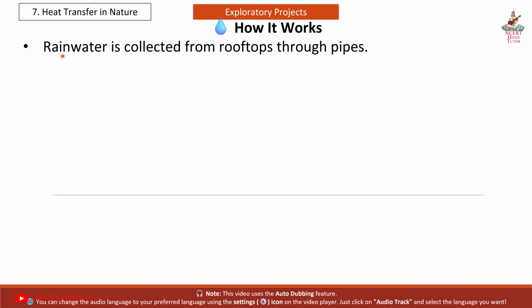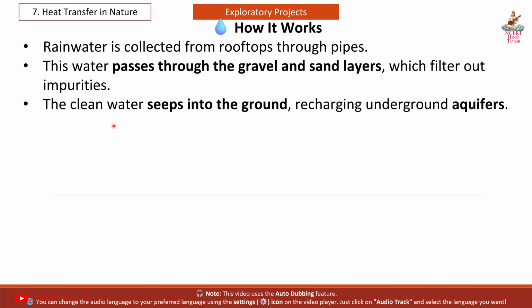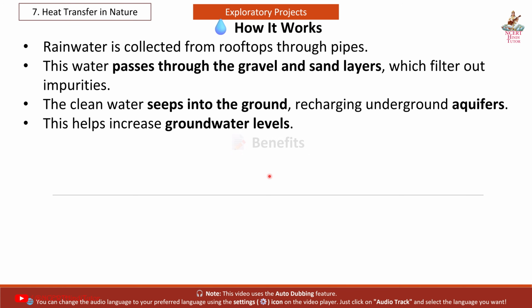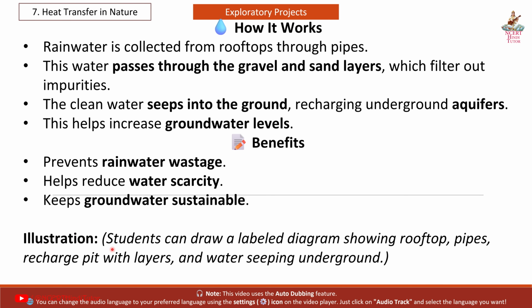How it works. Rainwater is collected from rooftops through pipes. This water passes through the gravel and sand layers, which filter out impurities. The clean water seeps into the ground, recharging underground aquifers. This helps increase groundwater levels. Benefits. Prevents rainwater wastage, helps reduce water scarcity, keeps groundwater sustainable. Illustration: students can draw a labeled diagram showing rooftop, pipes, recharge pit with layers, and water seeping underground.